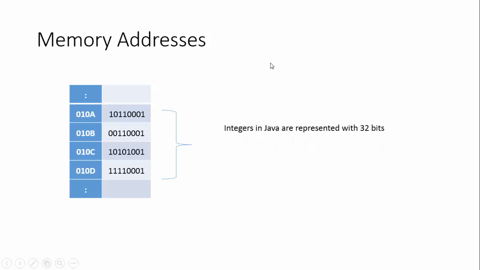So integers in Java are represented with 32 bits. So it takes 32 bits in memory to represent one integer. When you're writing Java programs, instead of referring to each piece of memory as a number, we can give each piece of memory a name.